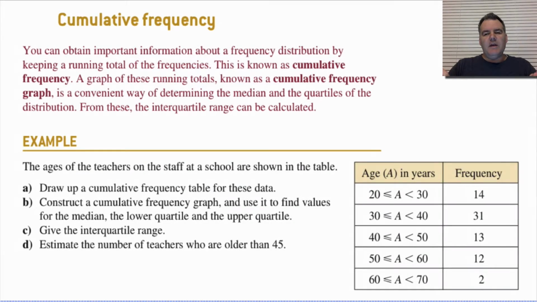If we look at this example here, it's talking about cumulative frequency. So going back to data again, something that we know. Here we've got some data about the ages of teachers on the staff of a school. And we can see we've got 14 teachers between 20 and 30 years old, then 31 teachers between 30 and 40. So what we could say is that the number of teachers up to and including those who are 40 years old is 45 teachers. So the cumulative frequency up to including 40 is 45, just the sum of those two frequencies. Similarly, we can go down and say up to and including all those teachers who are 50, we've now got 58 teachers.